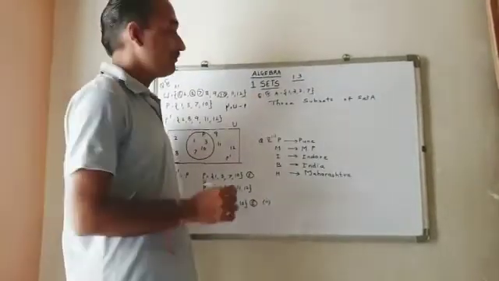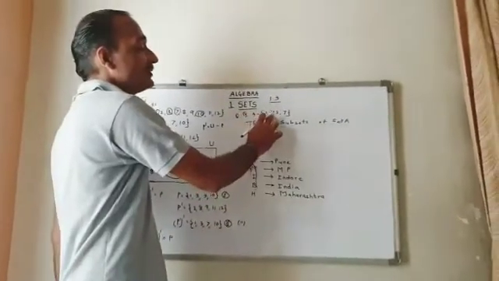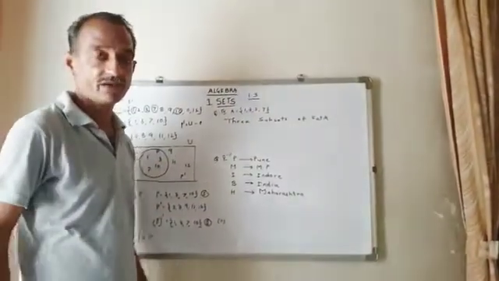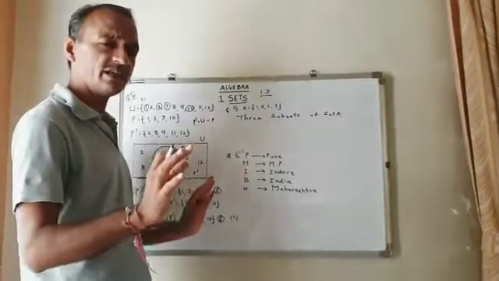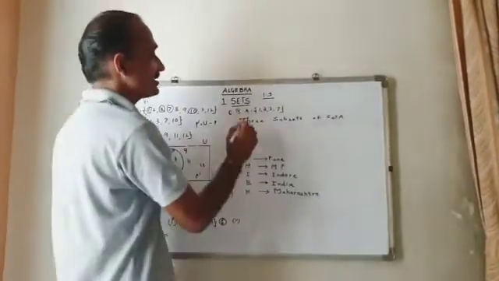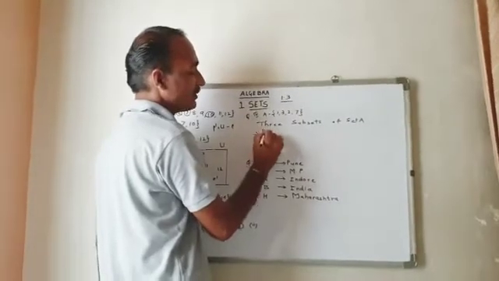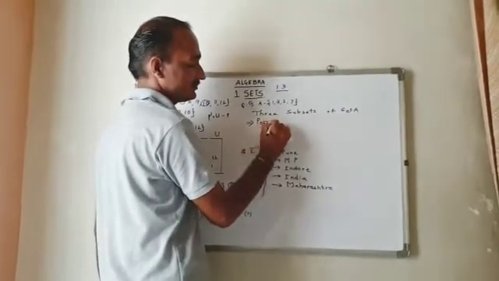Question number 4. A is a set of 1, 3, 2, 7. Write 3 subsets of A. Now what are the 3 subsets? Any 3 subsets you can write. So for example, many subsets are there. So here you write possible subsets.